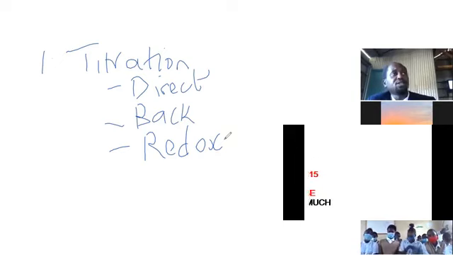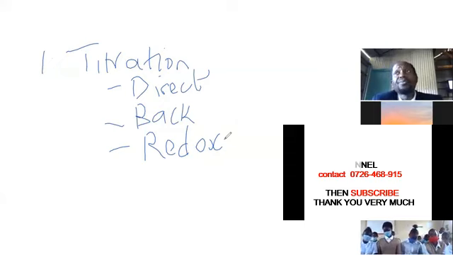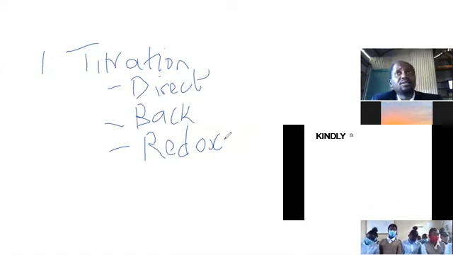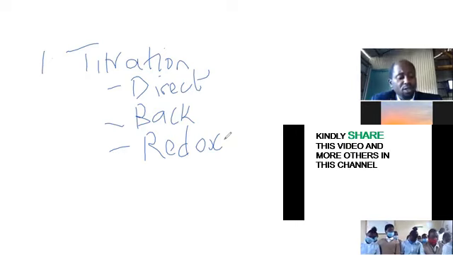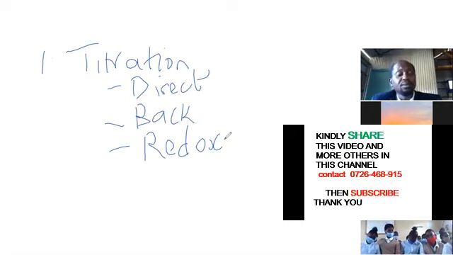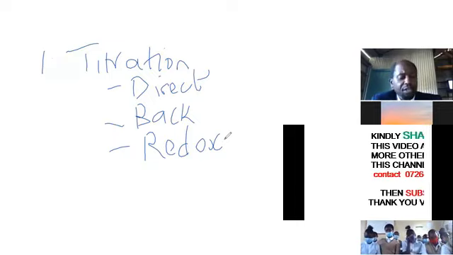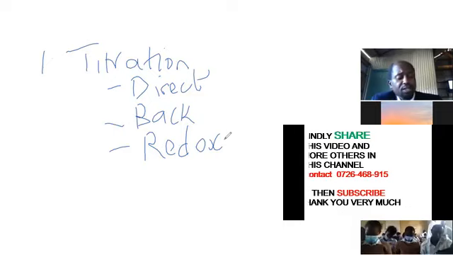For direct titration, it is simply either an acid and an alkali, an acid and a carbonate, an acid and a given salt. For example, sodium tetraborate, basic salts. And direct titration makes use of indicators.